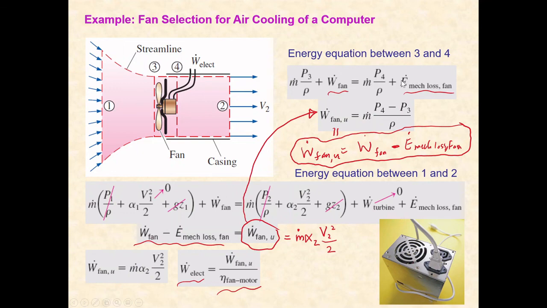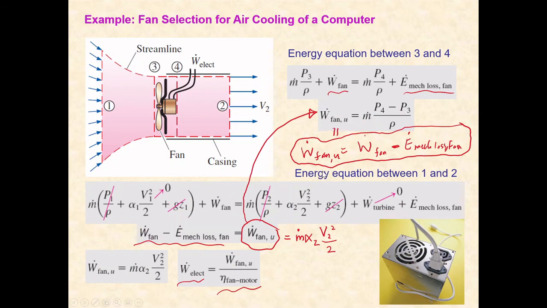All right, so if you take this W fan minus E mechanical loss, you get W fan,u equals the mass flow rate given by the pressure difference, P4 minus P3, divided by rho. All right, so in the exact form, this is given by this equation.